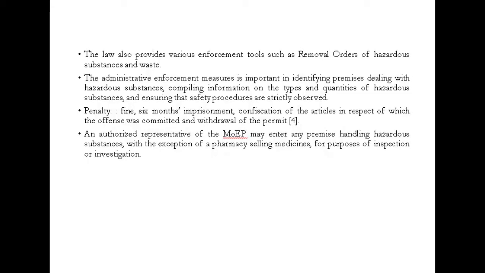The administrative enforcement measures are important in identifying premises dealing with hazardous substances, compiling information on the types and quantities of hazardous substances, and ensuring that safety procedures are strictly observed. For the penalty, contravention of the law or its regulations carries a fine, 6 months imprisonment, confiscation of the articles in respect of which the offence was committed, and withdrawal of the permit.